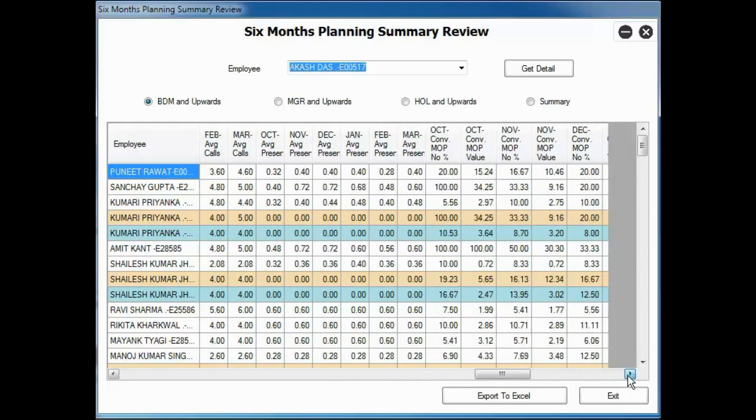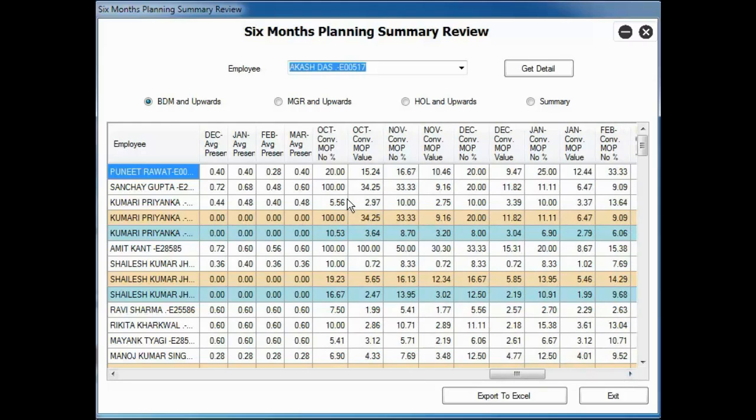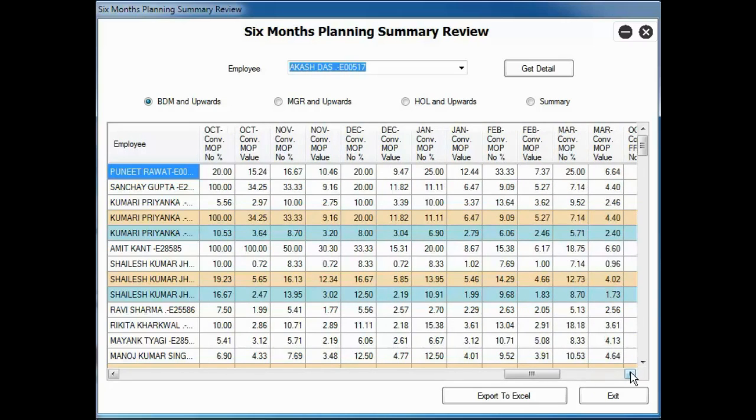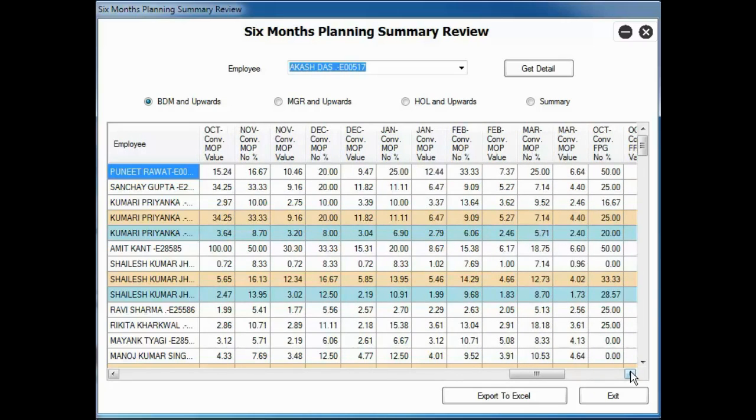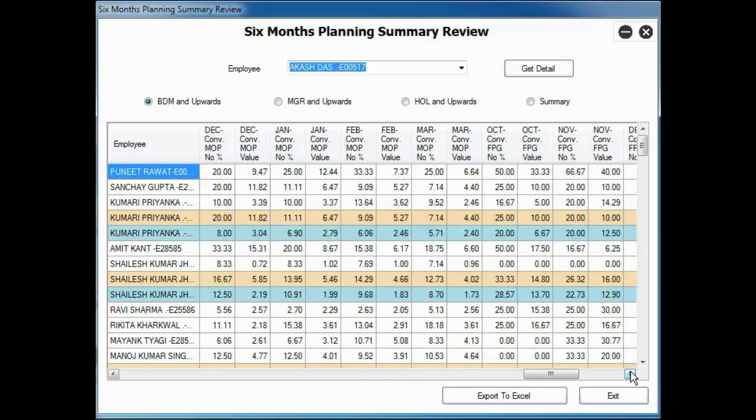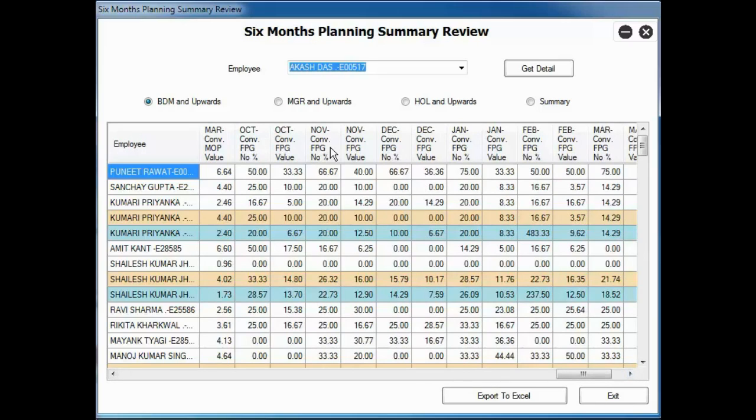Very importantly, we have two figures here. One is the conversion percentage which is given to you and the conversion value that is given to you. So you have the conversion percentage, you have the conversion value for MOP for all the months that we have discussed in the 6 months, which again will be very helpful in giving you a trend. And similarly, you will also have the conversion values for FPG and the conversion number for FPG. So if you look at it here, October conversion FPG number, October conversion FPG value will go on till the month of March here.